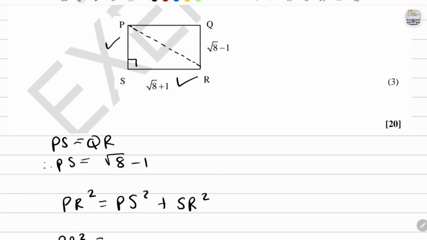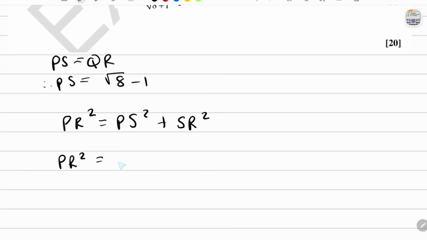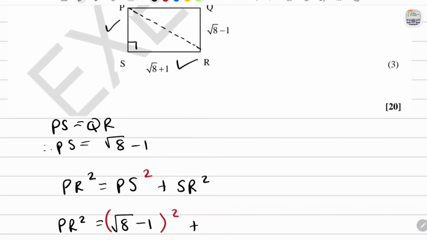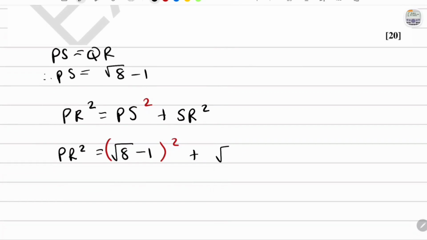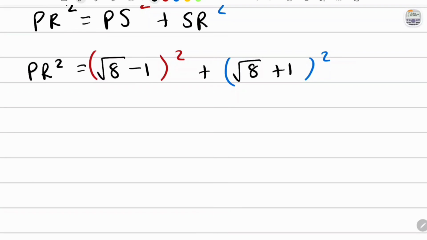PR squared is equal to, PS is, like we have there, square root of 8 minus 1, but you're going to have to square that because it's squared, so all squared. Then we have plus SR squared, which is square root of 8 plus 1, and that is also being squared, so we also have to square that. Okay, so that's what I mean by this is just simplifying, really.